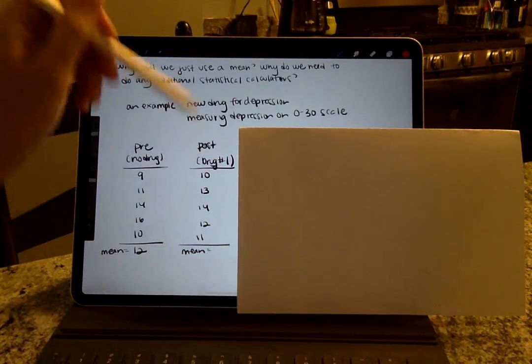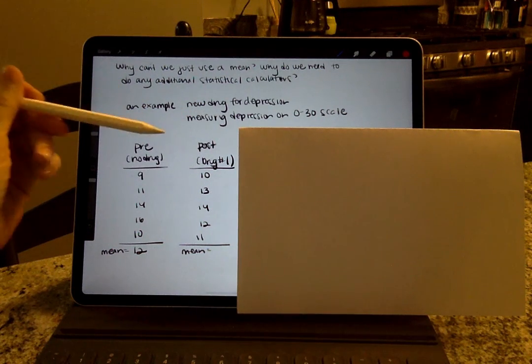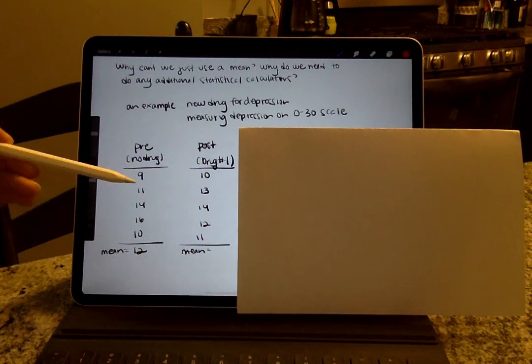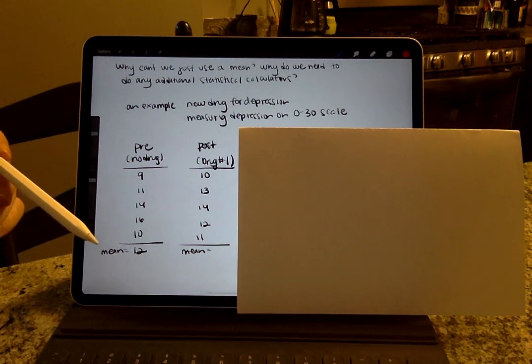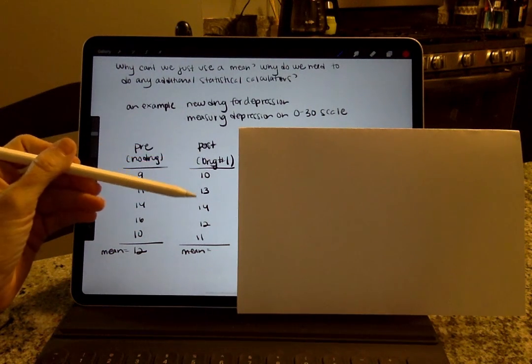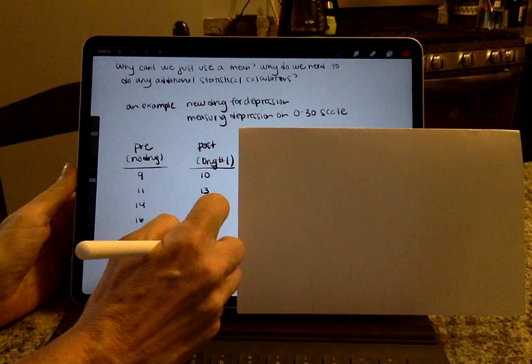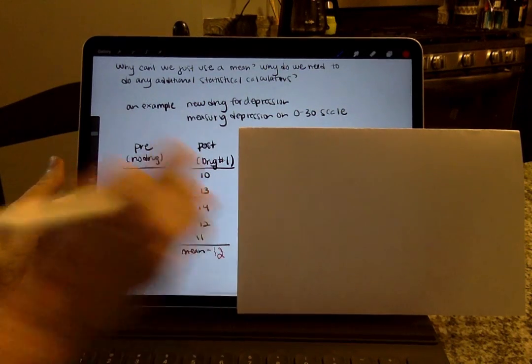All right, so here's the first drug that we give them, and you can see on their depression scale, this 9 went up to a 10, 11 went up to a 13, and so on. The first thing we're going to do is calculate the mean. So the mean of 10, 13, 14, 12, and 11, I'll give you a chance to do that on your calculators, and then I will tell you what the answer is. So the mean here is 12.